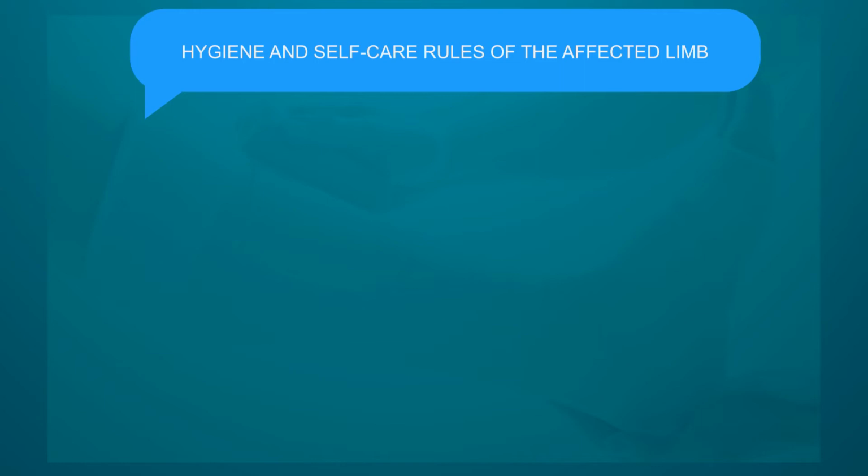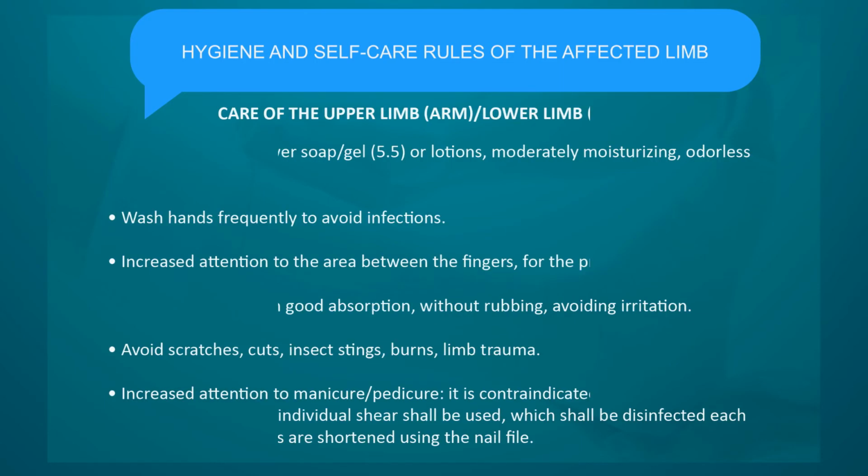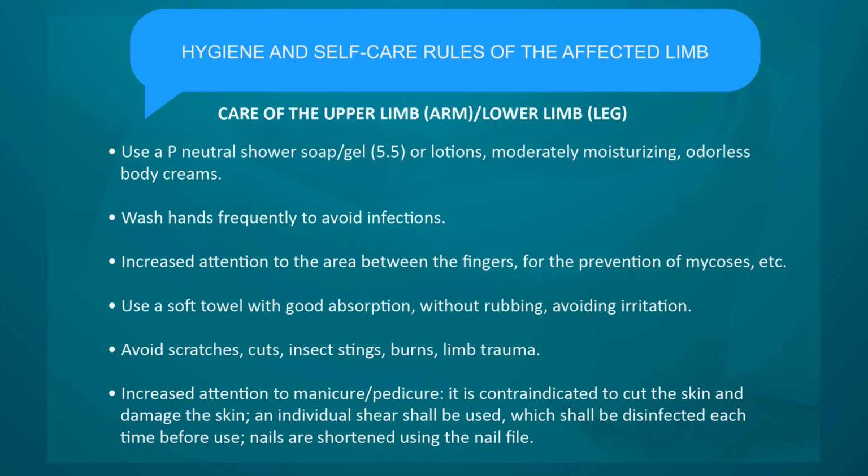13. Hygiene and self-care rules of the affected limb. Care of the upper limb, arm, and lower limb, leg. Use pH-neutral shower soap gel, 5.5, or lotions, moderately moisturizing, odorless body creams. Wash hands frequently to avoid infections. Pay increased attention to the area between the fingers, for the prevention of mycoses, etc.